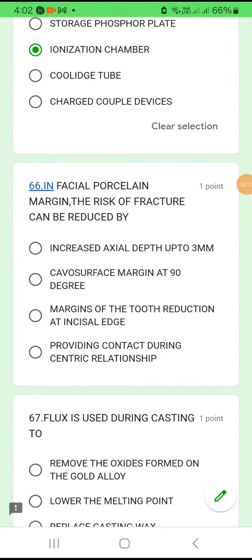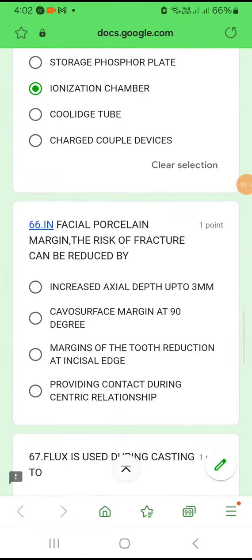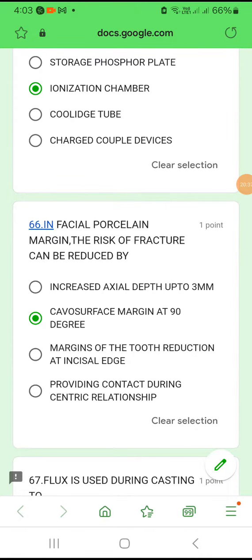Question number 66. In facial porcelain margin, the risk of fracture can be reduced by doing which method? By increasing the axial depth up to 3 mm? No. By cavosurface margin of 90 degrees? Yes, it's a possibility. Margins of the tooth reduction at incisal edge? No. Providing contact during centric occlusion? No. So the best method to reduce fracture in case of a facial porcelain margin is to give a 90 degree angulation.